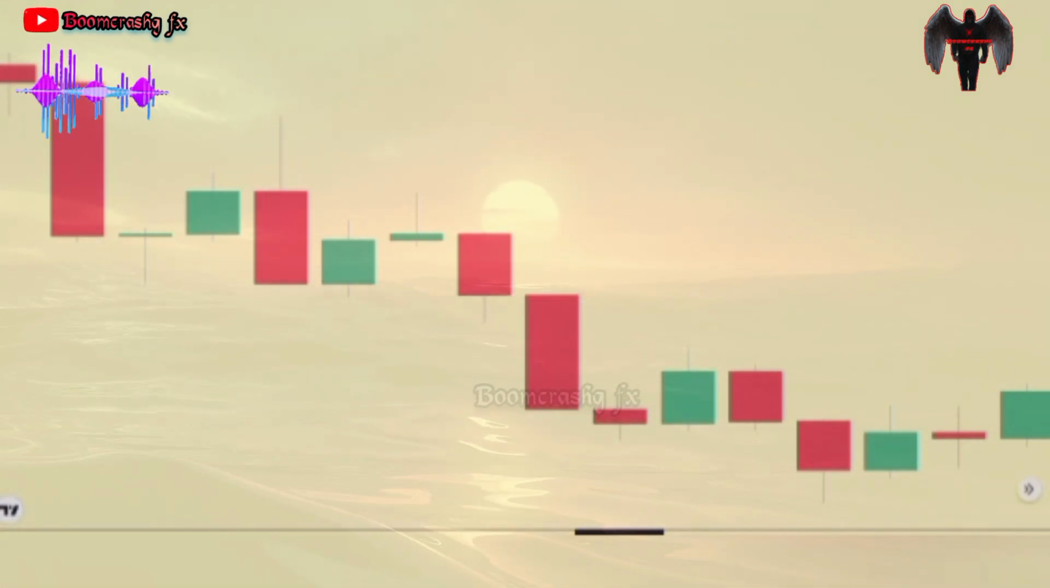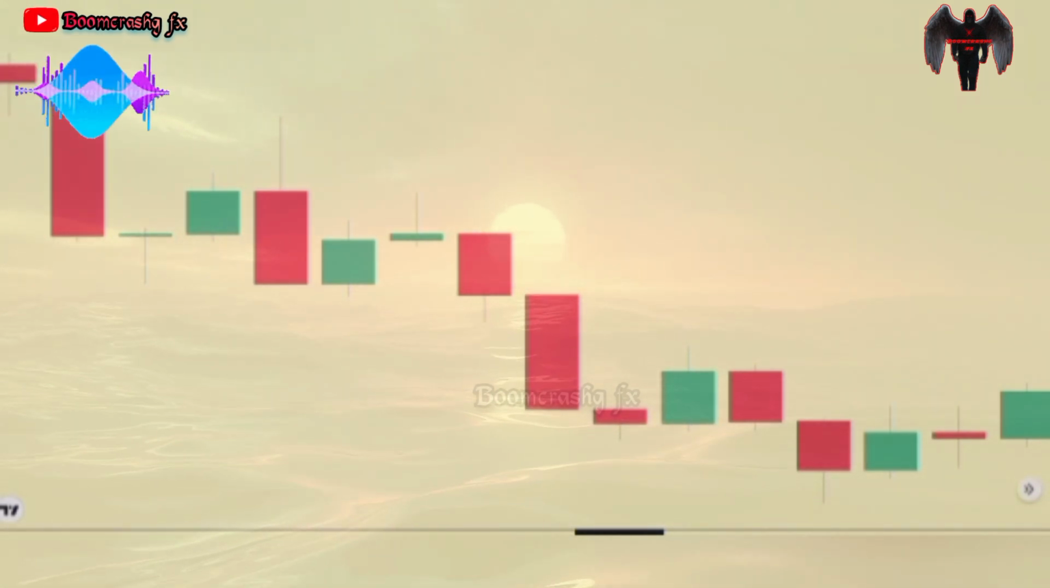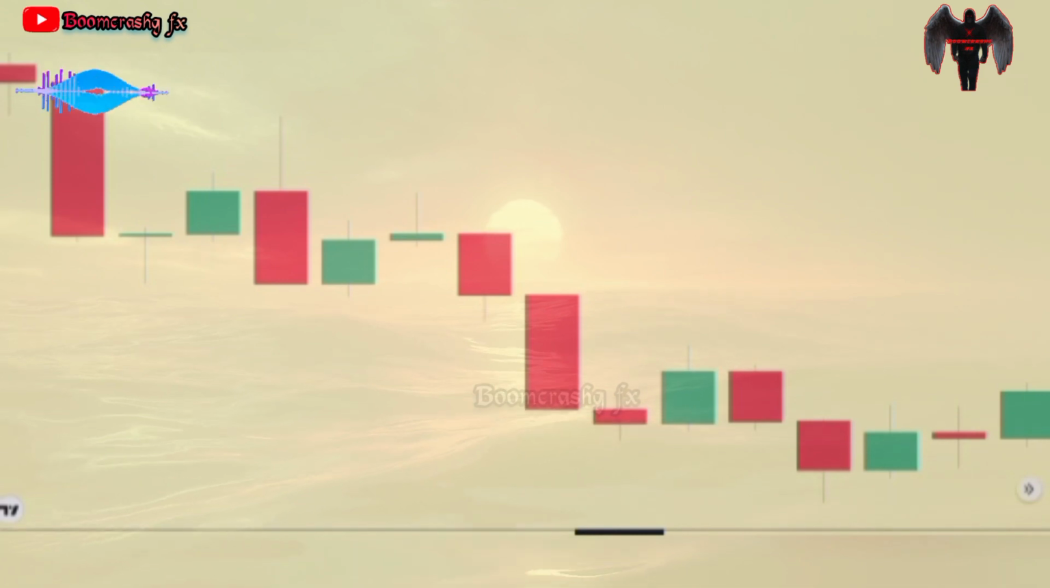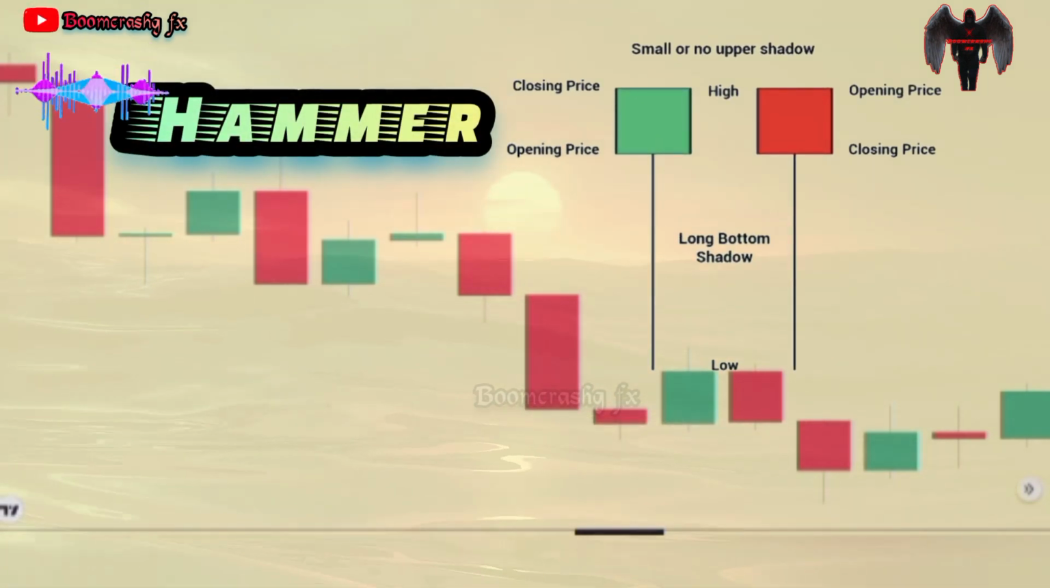So right now I'm going to be talking about just five candlestick patterns which we can easily identify in the market, then take our entry in the market. The first one I'm going to be talking about is the hammer candlestick. Talking about the hammer candlestick pattern.